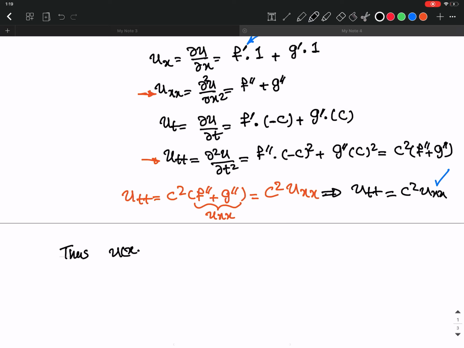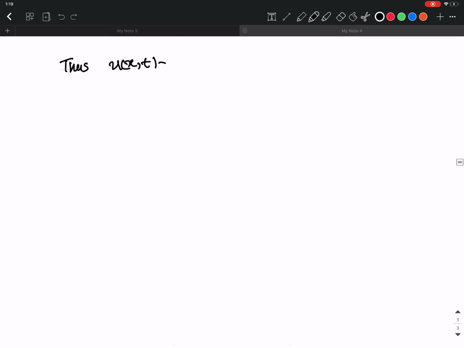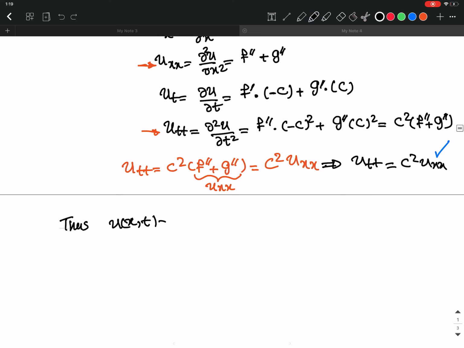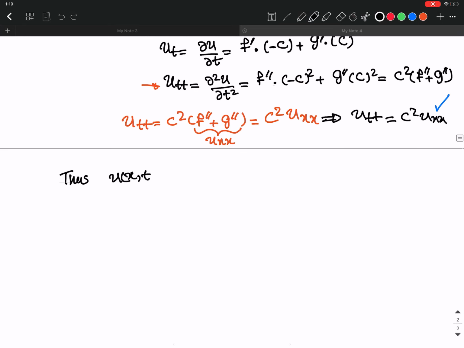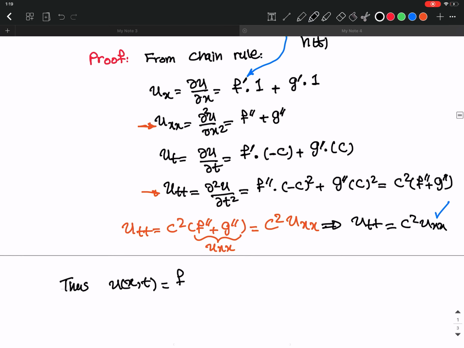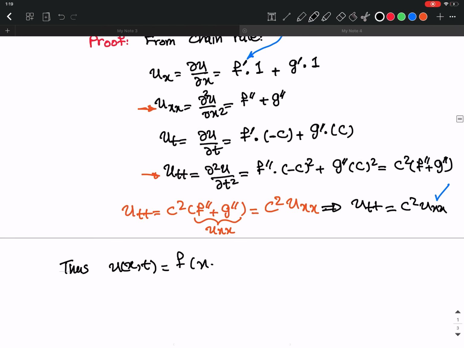And therefore we can say that u(x,t) equal to f(x minus ct) plus g(x plus ct) is the D'Alembert equation, or D'Alembert's solution.